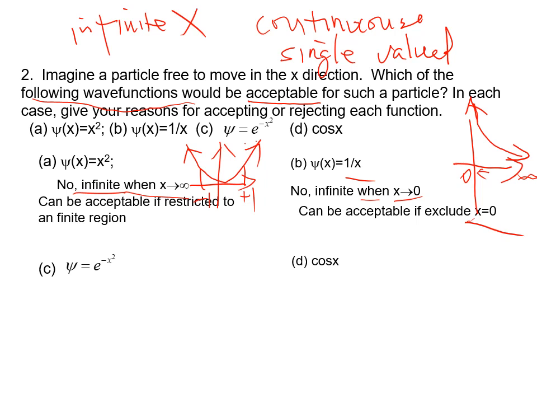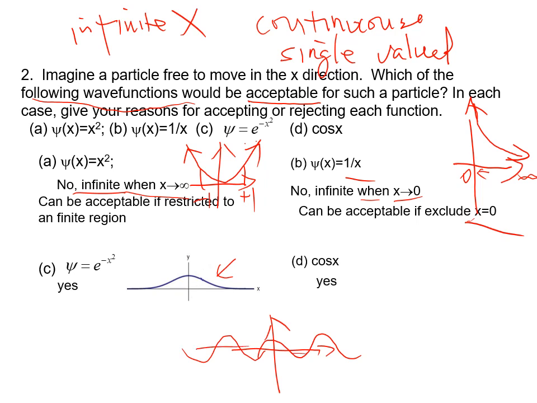Okay, next one, e to the negative x squared. If we plot this function, you will see something like this. So this is not infinite, and it's continuous and single valued, and therefore this is acceptable as a wave function. The last one, cosine. If we plot it, it oscillates like this. So again, this is continuous, single valued, and not infinite, and therefore it is acceptable as a wave function.